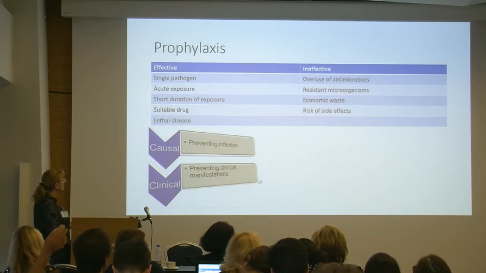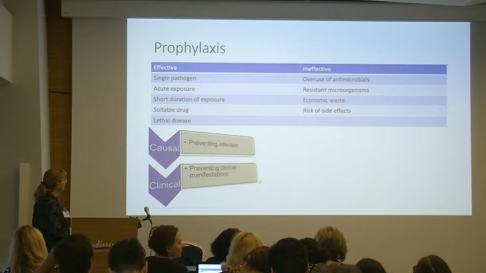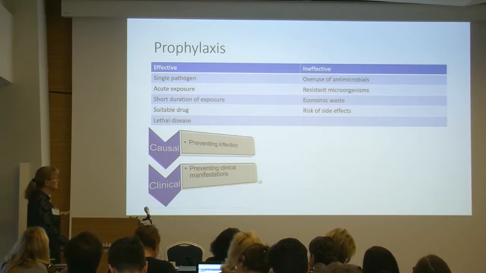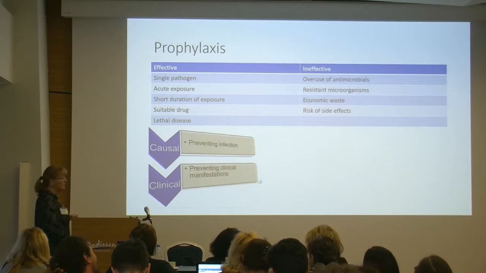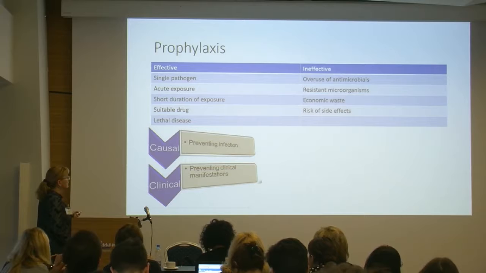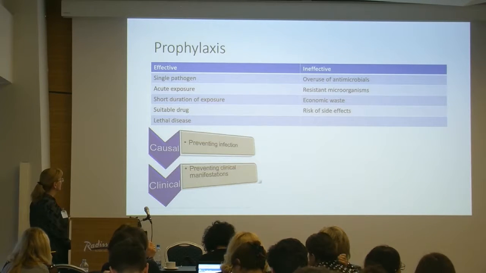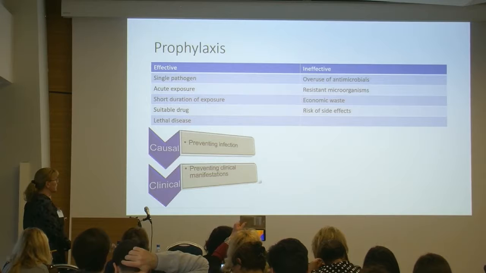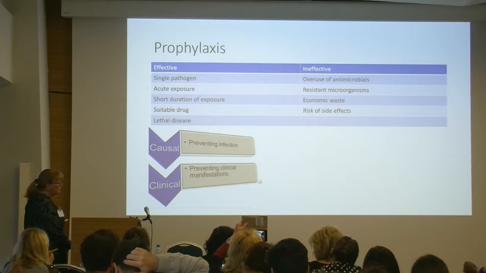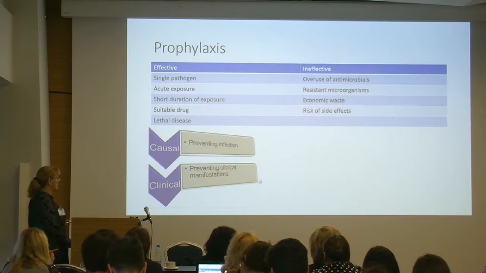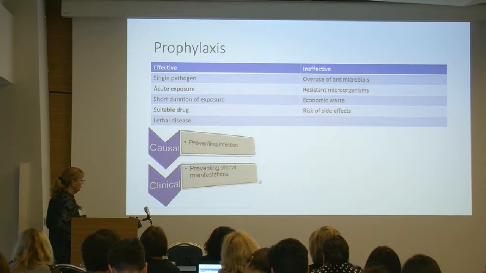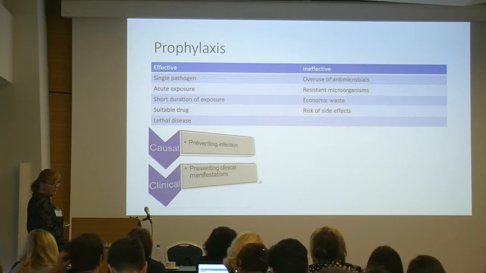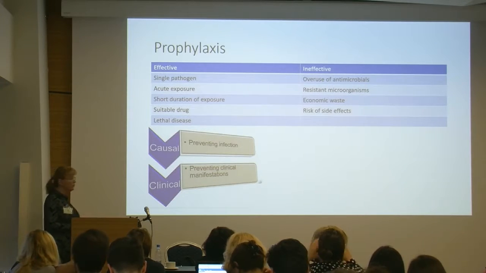So what are the main points of effective prophylaxis? We have to have a single pathogen, acute exposure, short duration exposure. We have to have suitable drugs available, and we have to have a very serious disease to prevent. But we also have possibilities of ineffective prophylaxis. It can cause overuse of antimicrobials. You can cause resistance to arise. There is economic waste because this can be quite expensive, and there is a lot of risk of side effects. Prophylaxis is aimed to prevent infection, but for clinicians it is sometimes also preventing clinical manifestation. So if the patient gets infection, the infection would not be so serious.